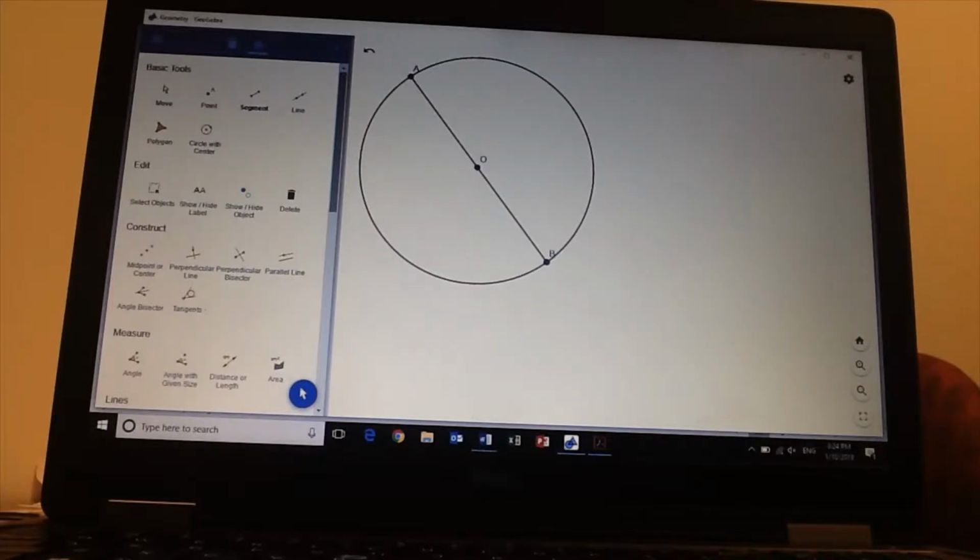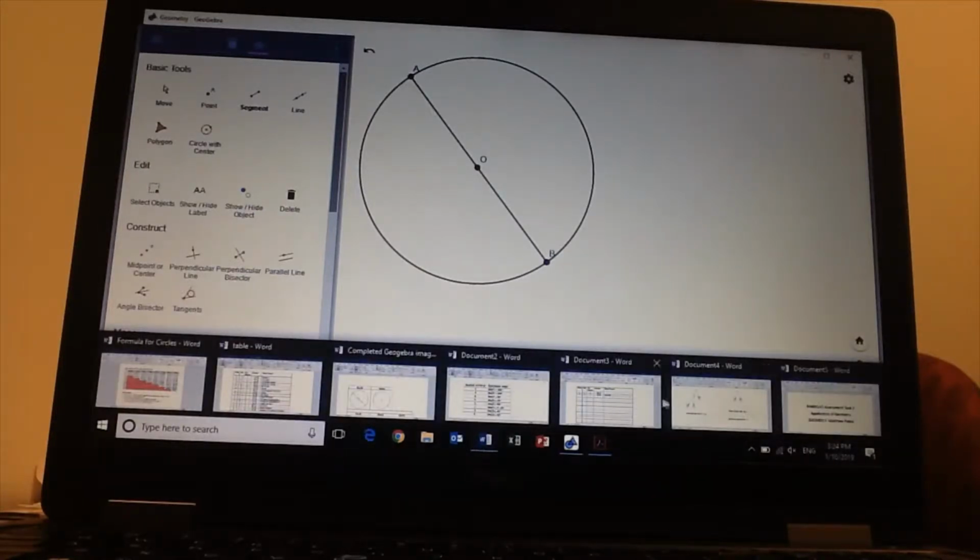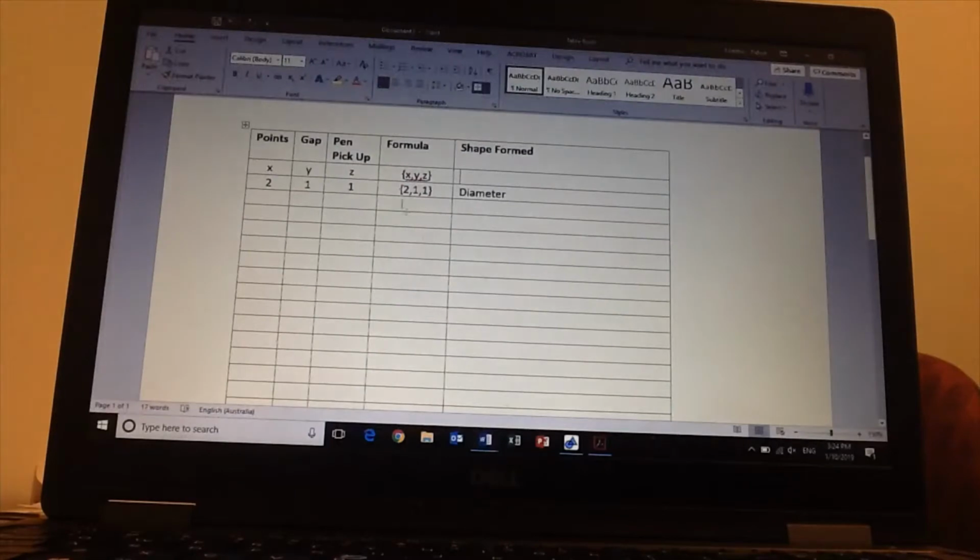Now for this assessment we're going to use the arrangement of X, Y, Z, for X being the points, Y being the gaps, and Z being the amount of times our pen has had to leave the page in this formula here, this arrangement. So for our first circle, our arrangement will be 2, 1, 1, where 2 is the amount of points, 1 was the gap we used, and we only had to put our pen down once.